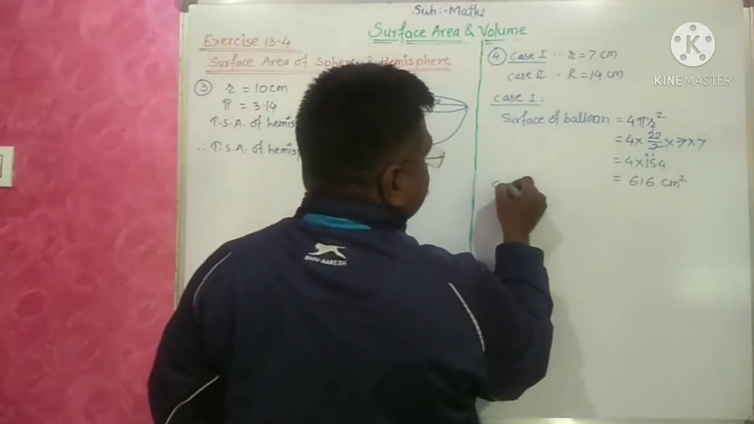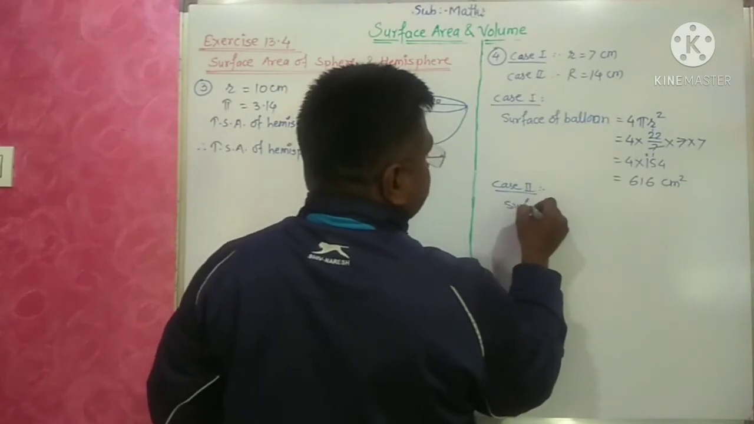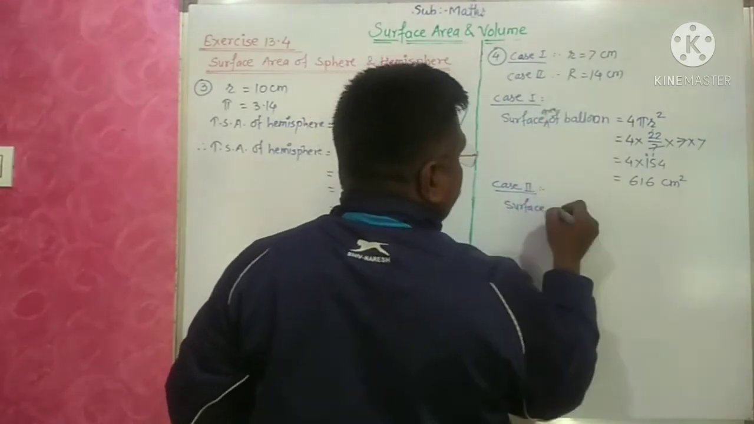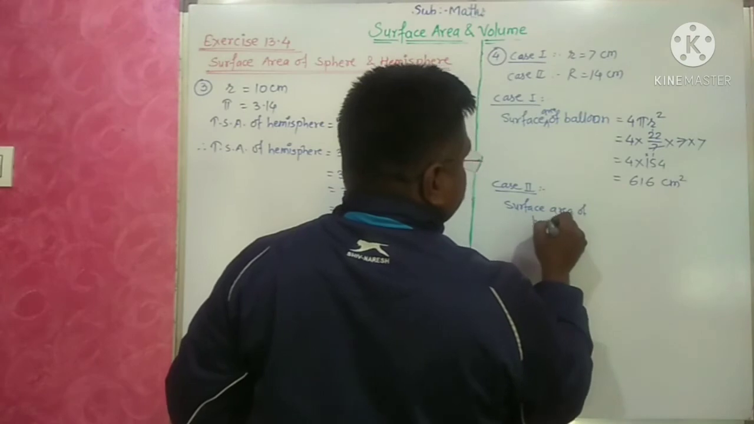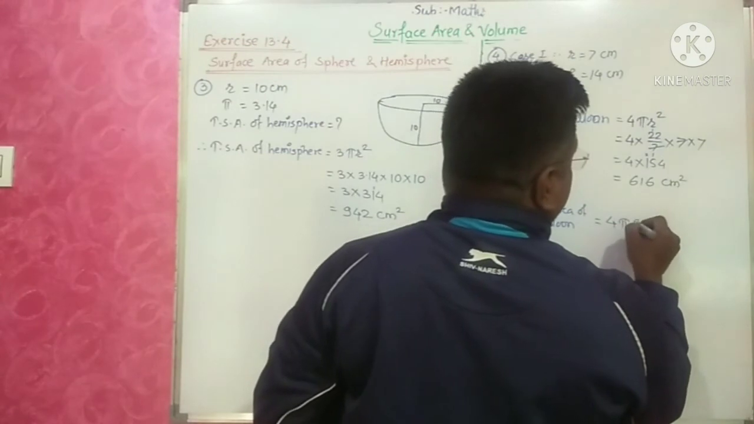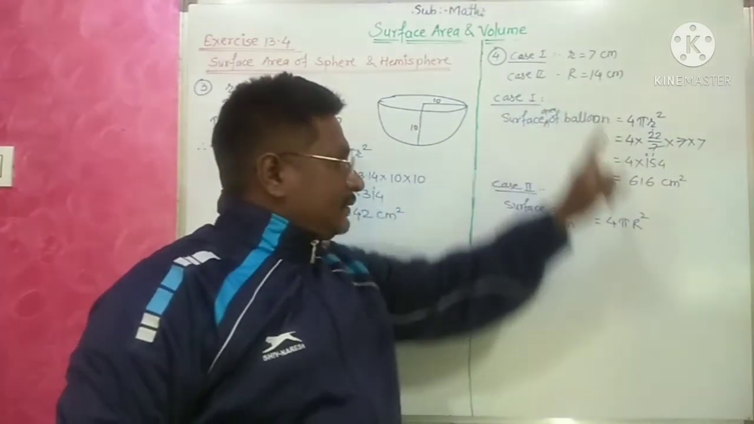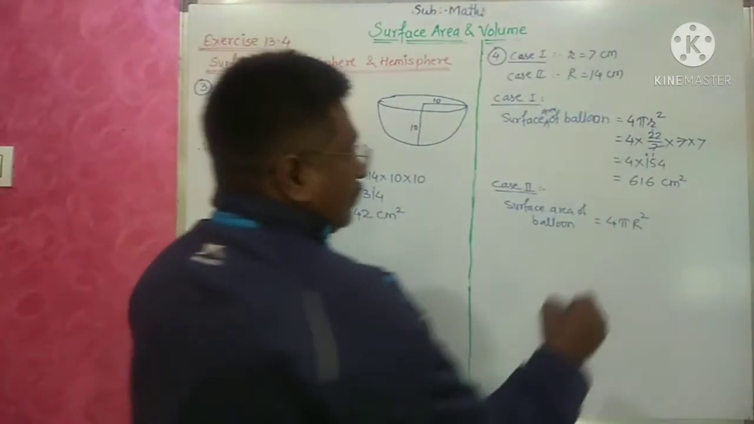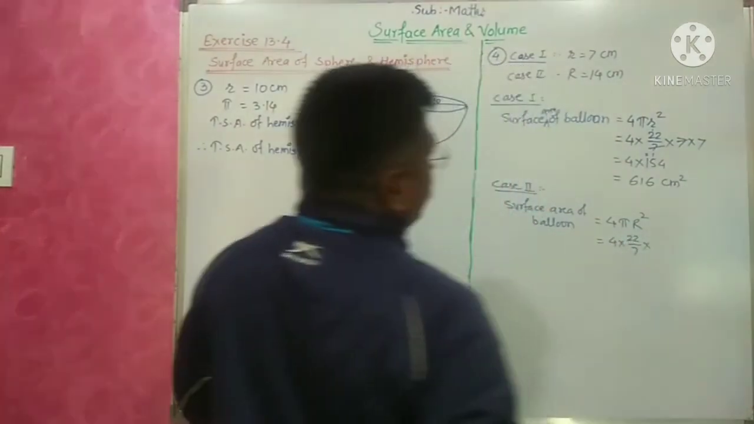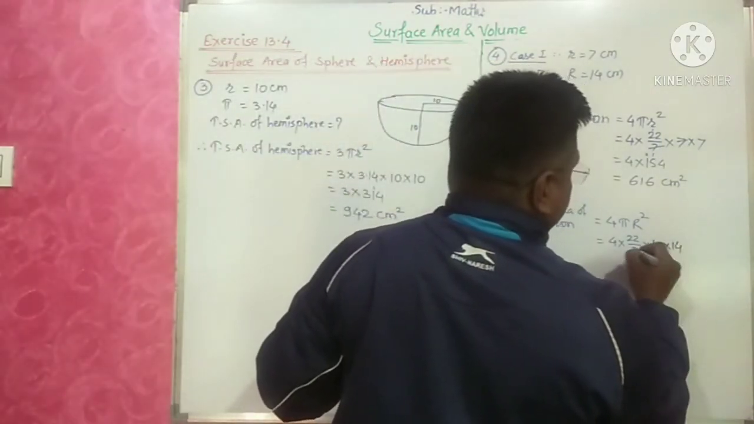Now in case 2, the surface area of the balloon. So what will we get? Same formula, 4 pi r square. Here we will take capital R. In case 2, R we took as capital. So here 4 pi r square. So what will we get here? 4 into 22 by 7. What is the radius? 14. 14 into 14. 7 2s are.